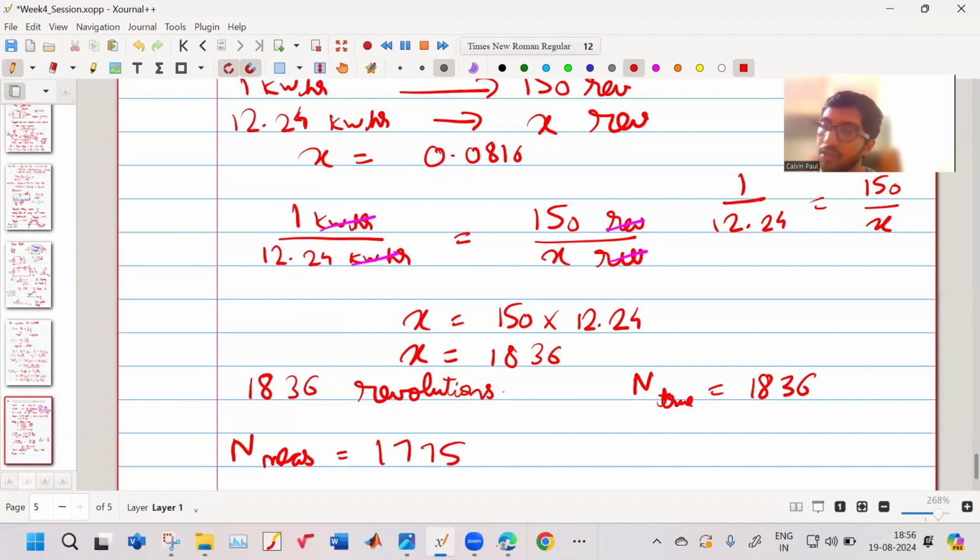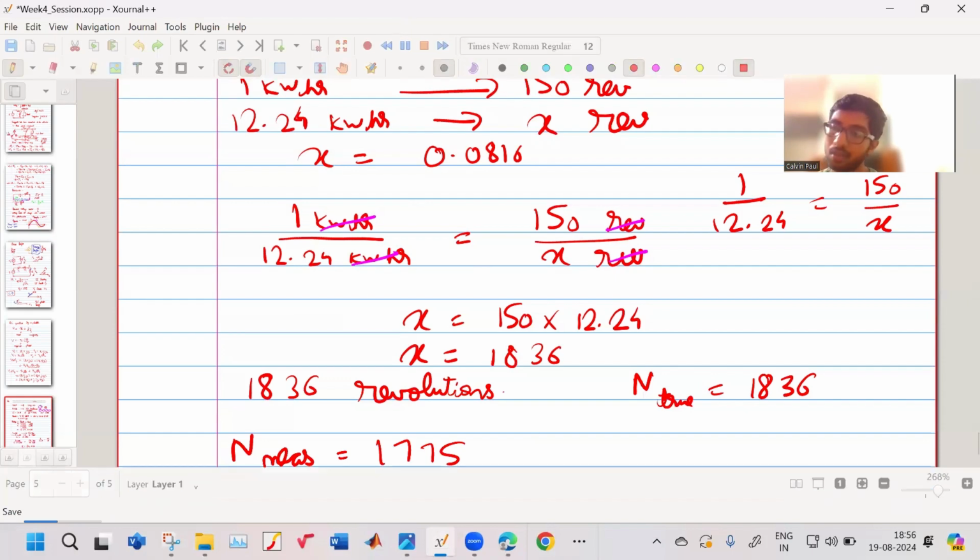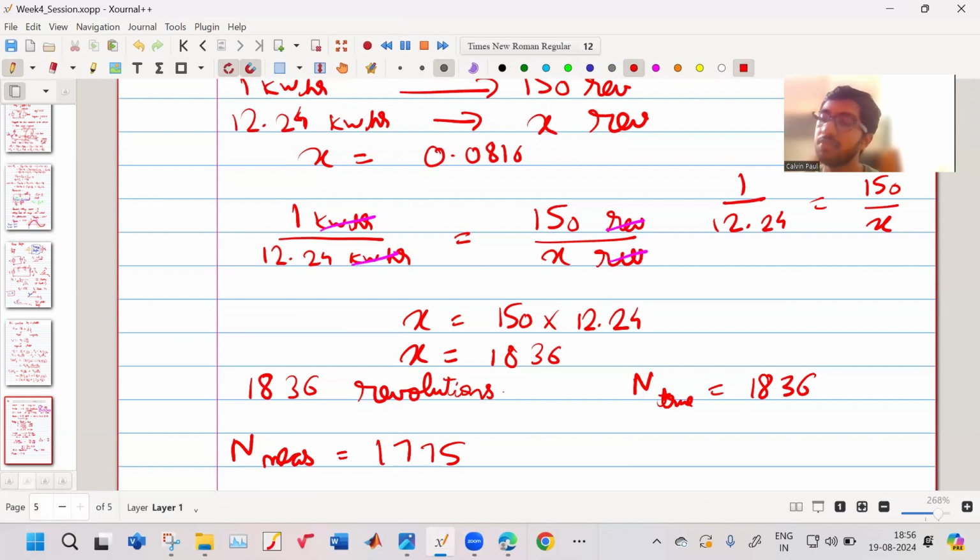It could be your calibration was not proper, or the instrument has over time become less accurate. It also has a lifespan. It has decayed. Some mechanical things have become loose, or there's more friction. Many things can be there. So actually, it did 1775 revolutions, when in actual reality, if it was properly accurate 100%, it should have done 1836 revolutions. So now we want to measure how much error is there.